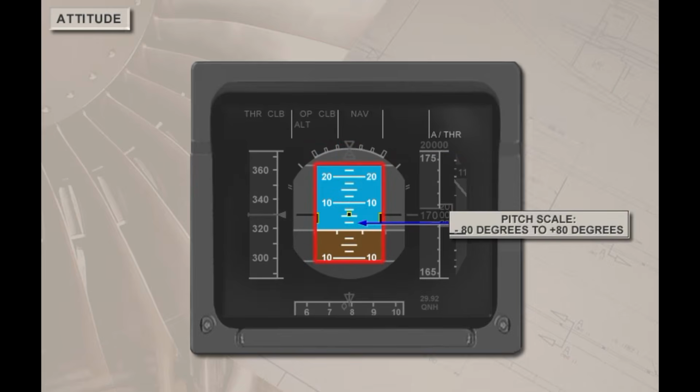The pitch scale has labeled markers every 10 degrees from 80 degrees nose up to 80 degrees nose down. There are smaller markers every 2.5 degrees from 30 degrees nose up to 10 degrees nose down.